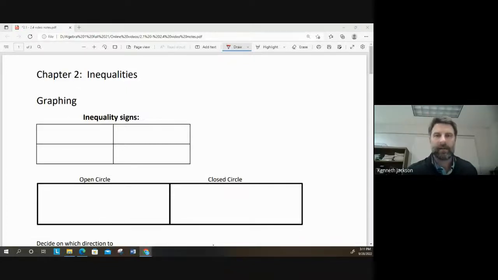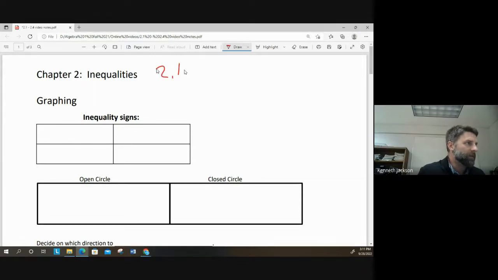These are notes for section 2.1 through 2.4. It seems like that would be a lot to fit into one video, but a lot of what we have in these 3-4 sections builds on what we already discussed in chapter 1, as you'll see. So chapter 2 deals with inequalities, and inequalities are the inequality signs, not an equal sign, but an inequality sign.